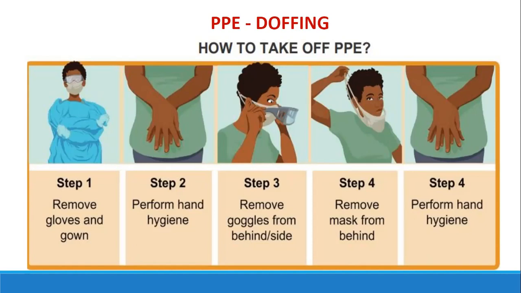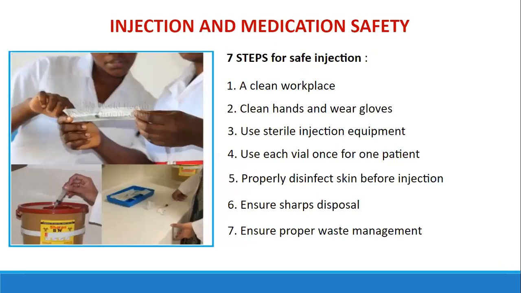Now let us see injection and medication safety to be followed by healthcare workers. 7 steps for safe injection. A clean workplace has to be maintained. Clean hands and wear gloves. Use sterile injection equipment. Use each one once for one patient. Properly disinfect skin before injection. Ensure sharps disposal. Ensure proper waste management.